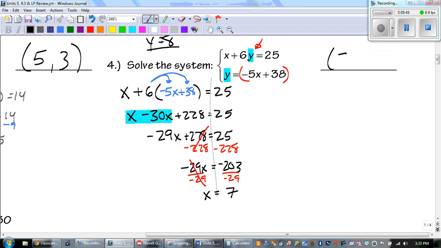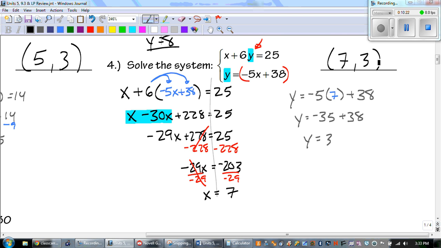Okay, so remember, that is just the x value. We need to go back and find out what the y is. Okay, so I'm going to go back to the bottom equation, y equals negative 5x plus 38, and we're checking 7. Negative 5 times 7 is negative 35. And negative 35 plus 38 is 3. So we get the point 7, 3.